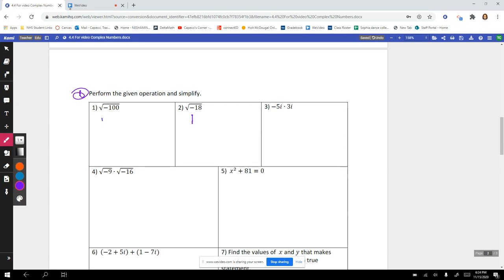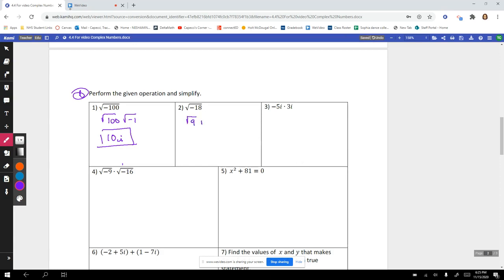So I can say that is equal to the square root of 100 times the square root of -1. The square root of 100 is 10. The square root of -1 is i. So there's my final answer right there, 10i. Okay, same thing if I'm looking at the square root of -18. Now, 18 isn't a perfect square like the previous problem was, so we're going to simplify that.